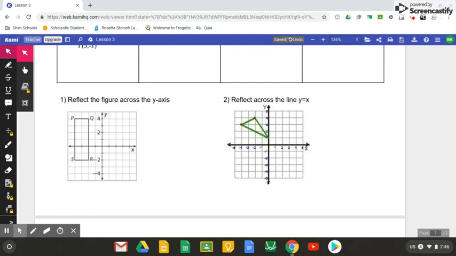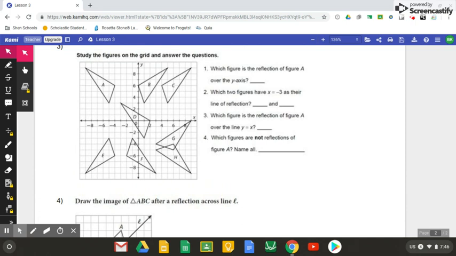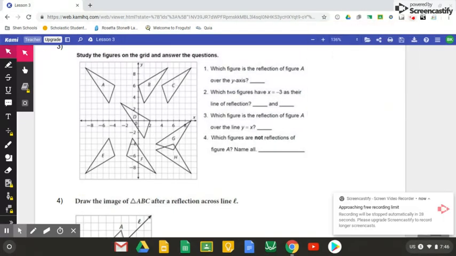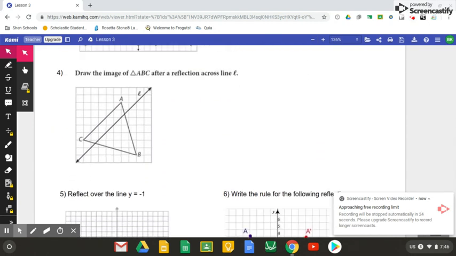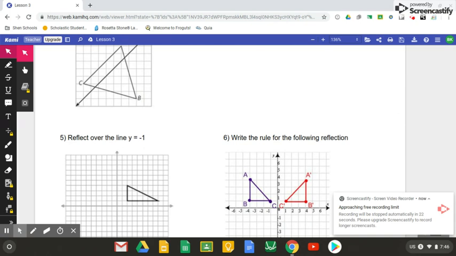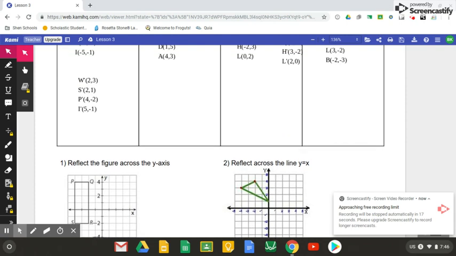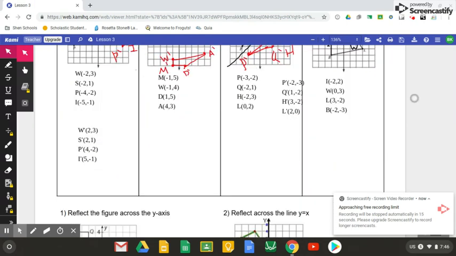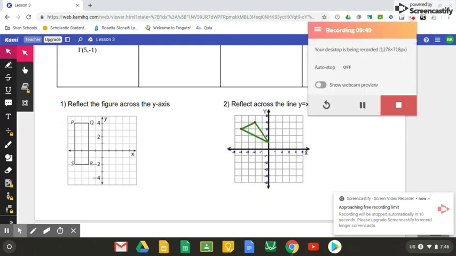So I'm going to let you do 1 and 2, so you can practice with 1 and 2. You got to get those done. We'll check those together. And then we will do the back together as a warm-up in class. All right, so there's your reflection rules. Use those to help with 1 and 2.